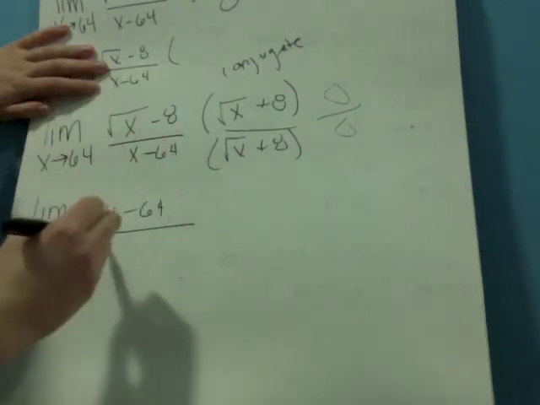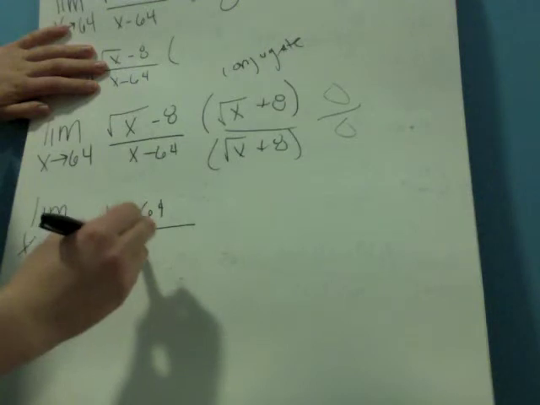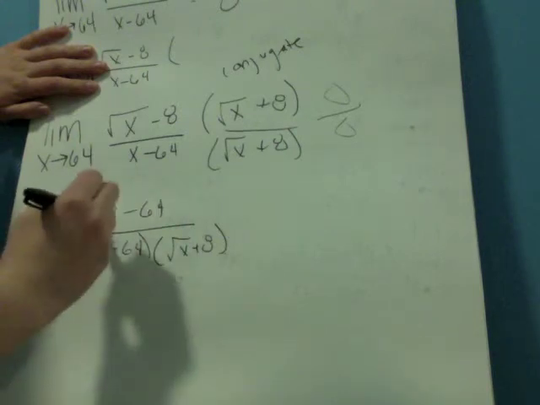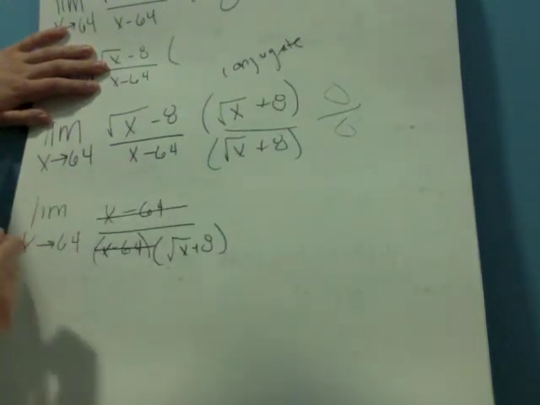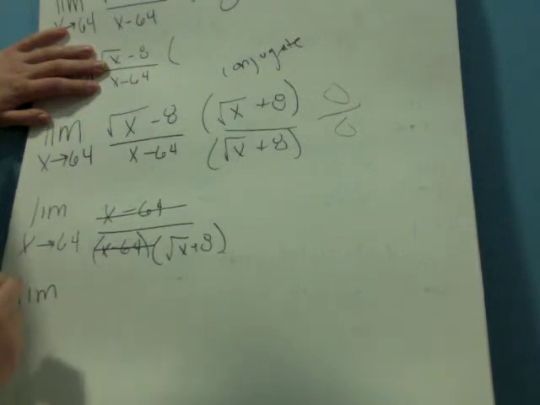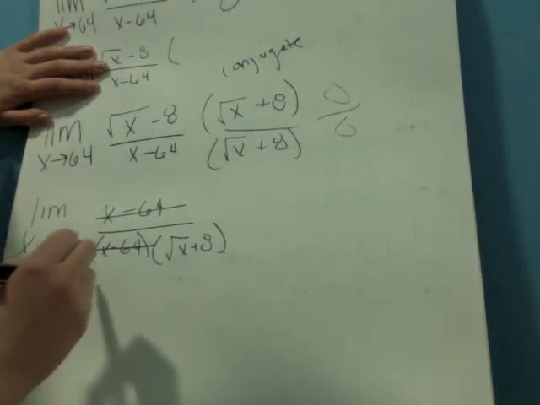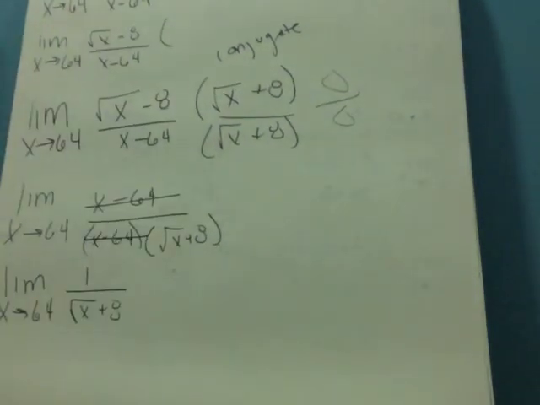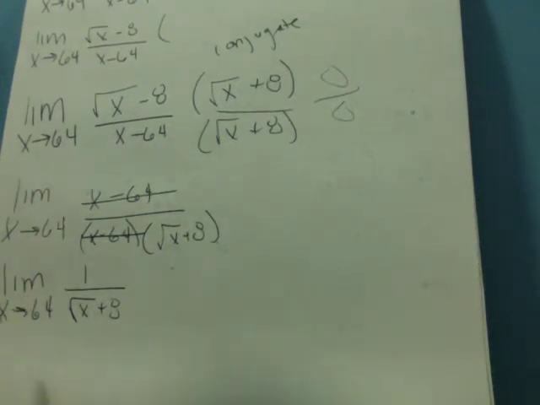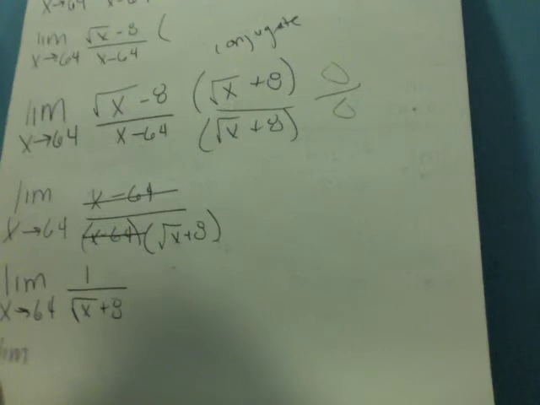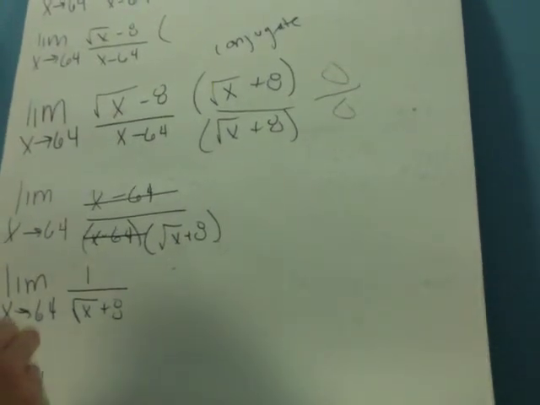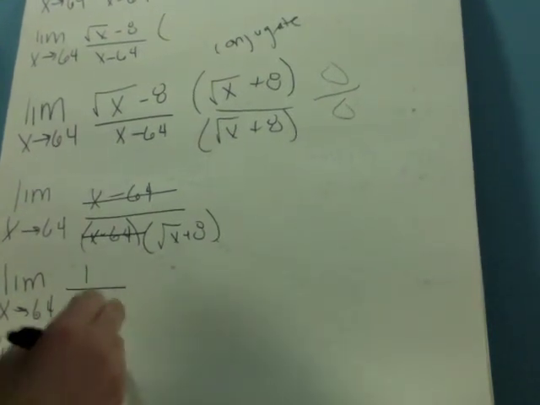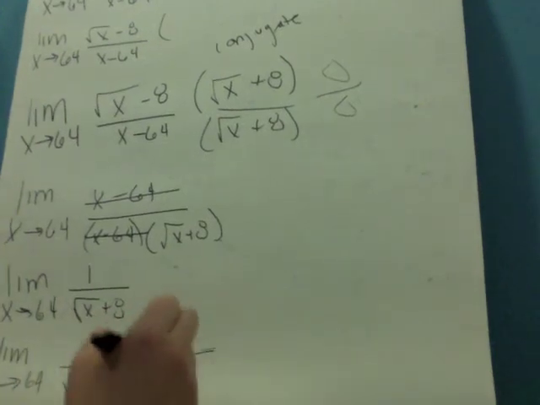now you're not going to FOIL this, you're going to leave it just how it is, because by leaving it the way you get it, you're able to cancel out the x minus 64, leaving you with the limit of x to 64 is 1 over square root of x plus 8. Now you can plug this in. Of 1 over the square root of 64 plus 8. It's going to give you 1 over 16.